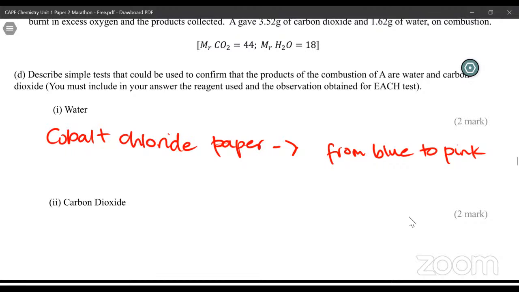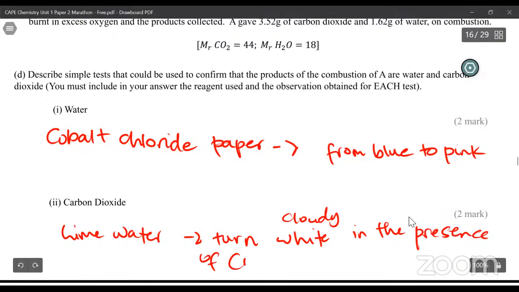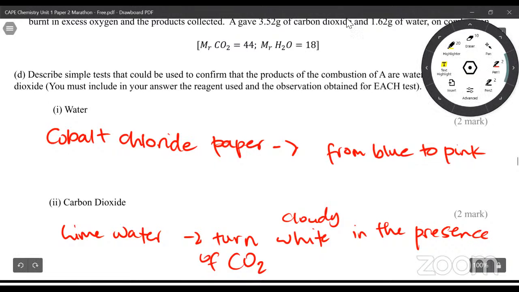They use that mostly when we're doing photosynthesis. So lime water, and that would turn white, real cloudy white, I guess, in the presence of carbon dioxide. And you're done. Get 4 marks. All right.